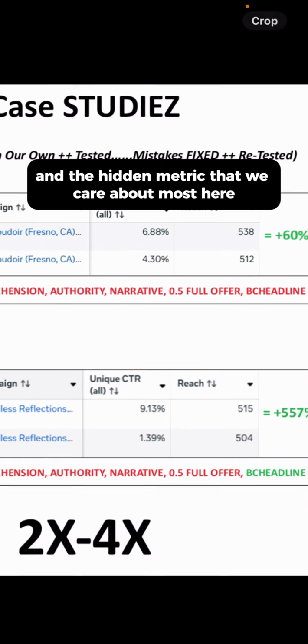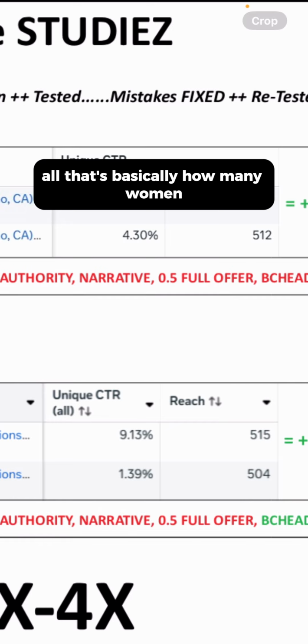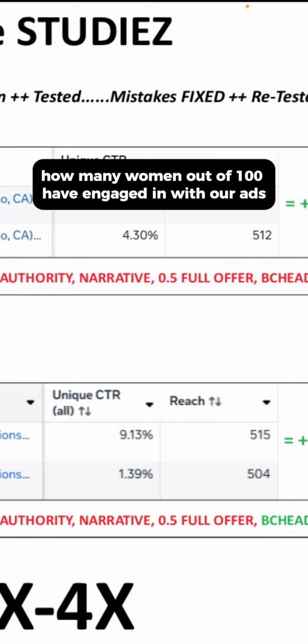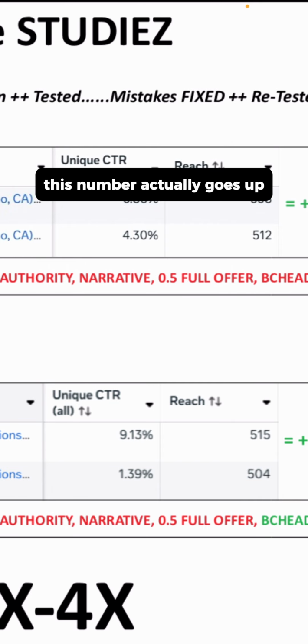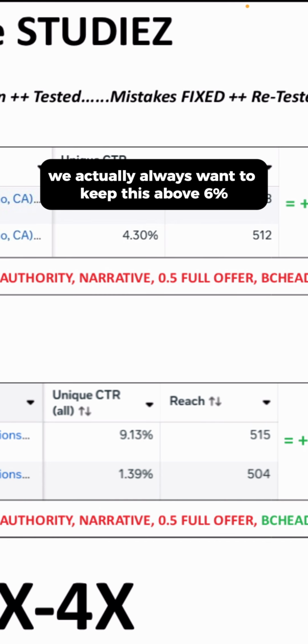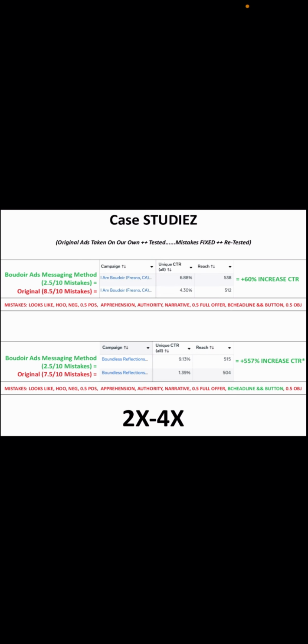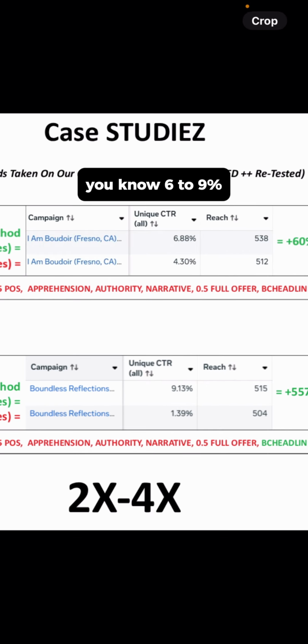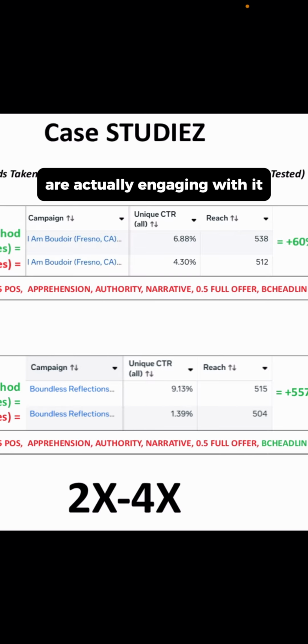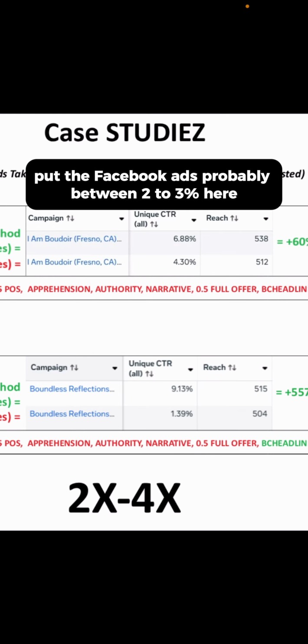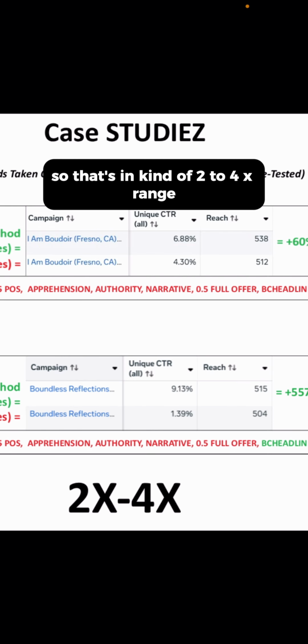And the hidden metric that we care about most here is unique CTR all. That's basically how many women out of 100 have engaged with our ads. And when we get more specific, this number actually goes up, which is kind of strange. But yeah, it actually goes up. We always want to keep this above 6%. So you can see I'm always able to get it 6 to 9%, 6 to 10%, where 6 out of 100 to 10 out of 100 women that see our ad are actually engaging with it, reading the ad copy, reading the body copy, getting pre-qualified. Whereas the average boudoir Facebook ad is probably between 2 to 3% here. So that's in kind of the 2 to 4x range.